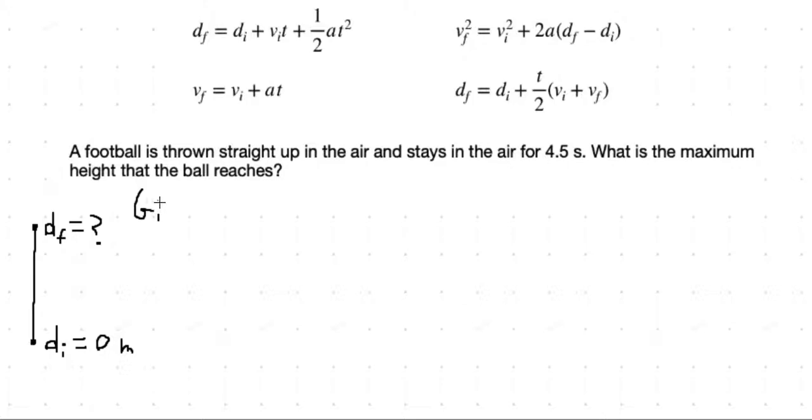So let's write down what we're given then. We're given time t, and it's going to be half the total time. So t is going to be 2.25 seconds. And we're also given di, and we don't know df, so that's going to be our find variable.